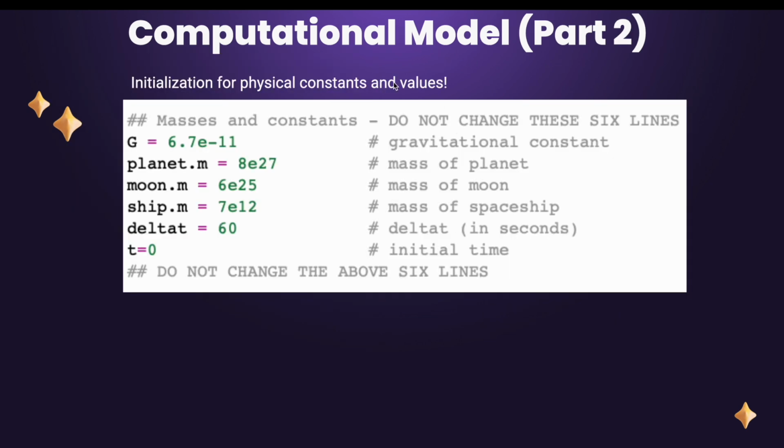Part two is a little more complex in terms of the number of values and the different values we were working with. We have our initialization for physical constants, so we have the universal gravitational constant, which doesn't change. We have the mass of the planet and the moon and the ship, which are all provided. And delta t we keep as 60 seconds, so 1 minute.